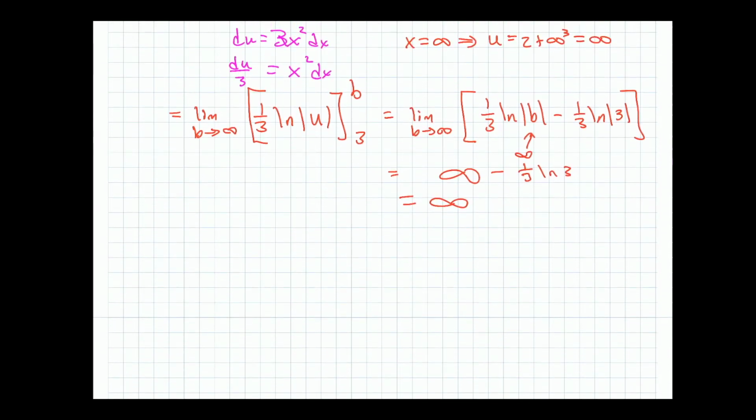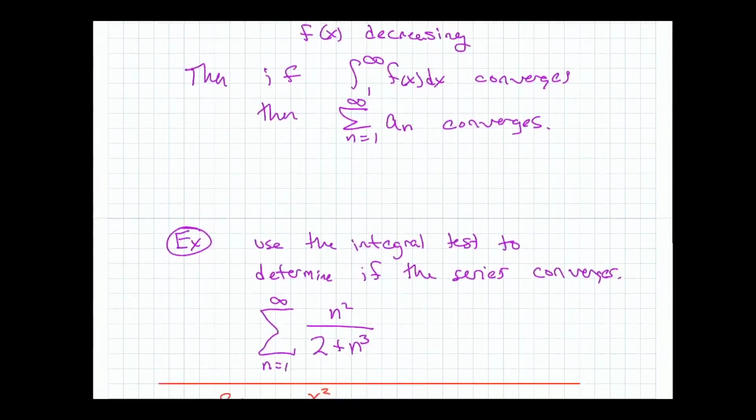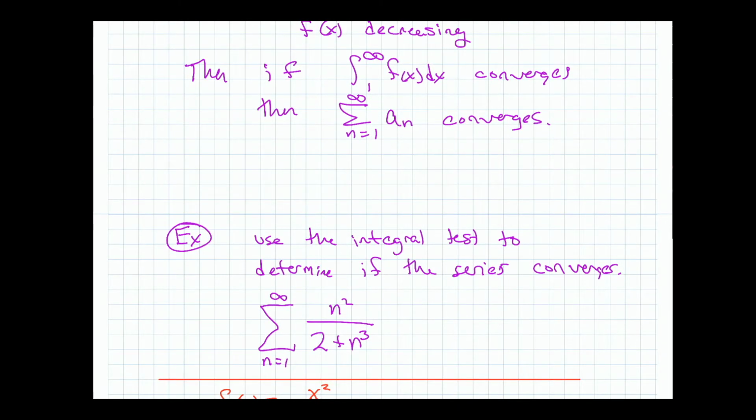So what's that mean? Number one, it means the integral diverges. But if the integral diverges, the series also diverges, which I didn't say up there when I wrote the integral test, I realize now. So let's go back and write it. So if the integral converges, then the series converges. If the integral diverges, then the sum diverges.